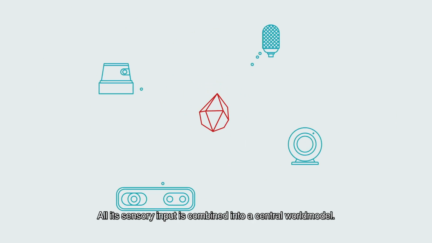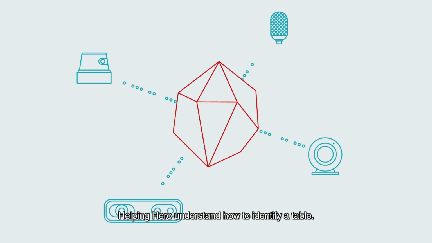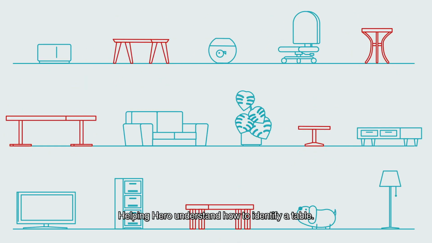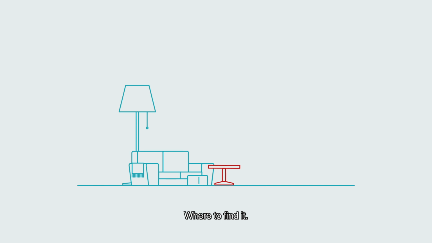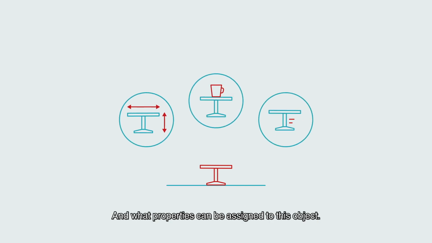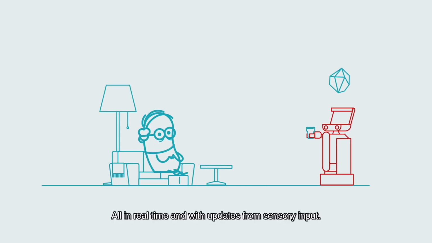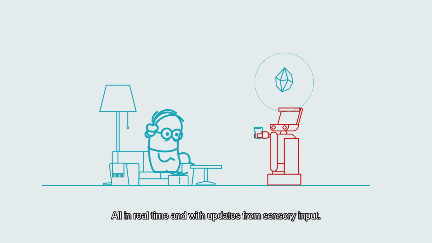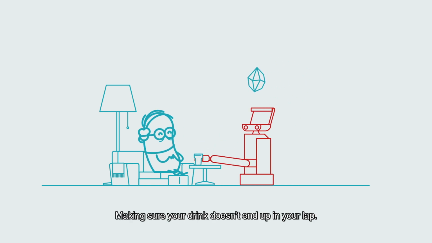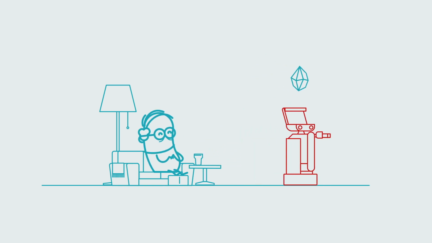All its sensory input is combined into a central world model, helping Hero understand how to identify a table, where to find it, and what properties can be assigned to this object. All in real time and with updates from sensory input, making sure your drink doesn't end up in your lap.